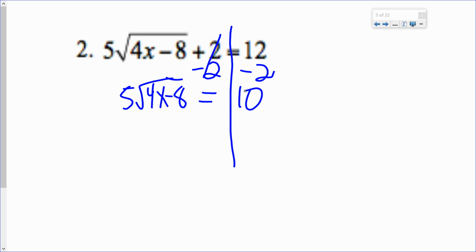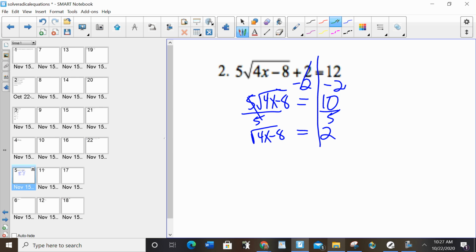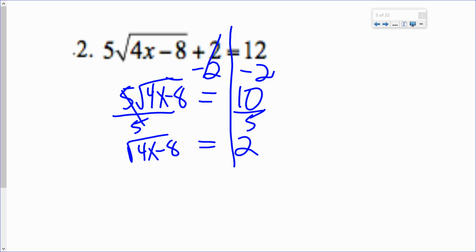Now, I'm not isolated yet. I have to get rid of the 5, so I'm going to divide by 5. When you're isolating, you always add or subtract first, divide last. Now that I'm isolated, to get rid of the radical, I'm going to change colors for the next step. I'm going to square both sides, because a square and a radical cancel out. The square and the radical cancel.